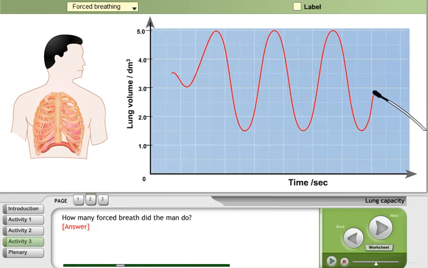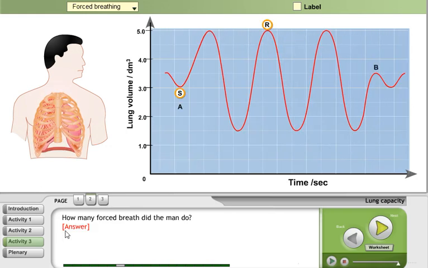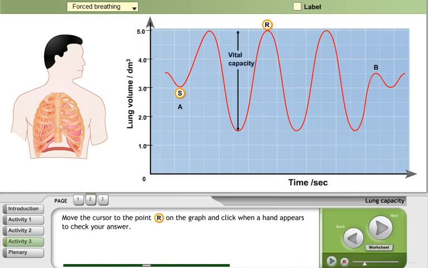How many forced breaths did the man do? Answer: 3 breaths. What is the maximum volume of air exchanged during forced breathing? Answer: 3.5 decimeter cube. This maximum volume of air exchanged during forced breathing is the vital capacity. Move the cursor to the point R on the graph and click when a hand appears to check your answer.